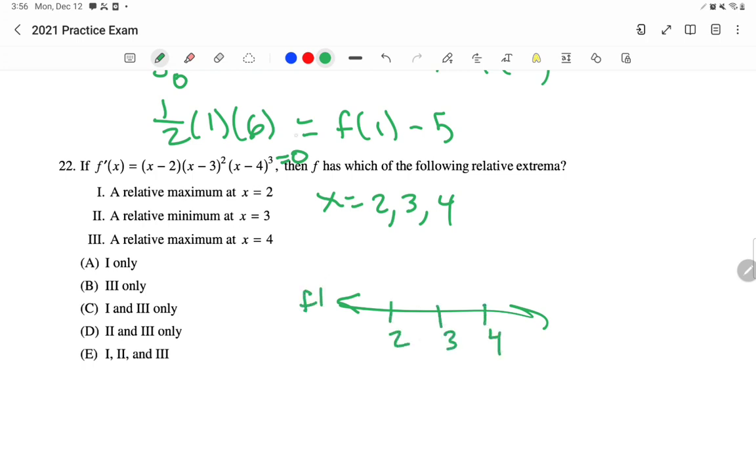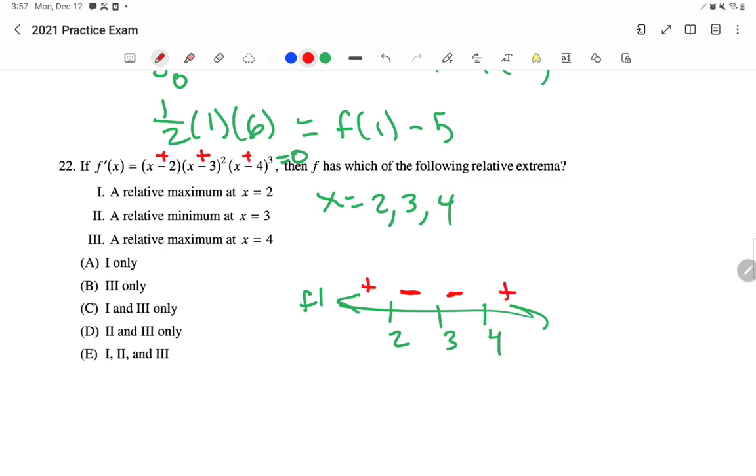So if I plug in 0, I'm going to get negative. Negative squared is positive, and negative cubed is negative, so I'll get a positive. If I plug in 2.5, I'll get positive, negative, but square is positive, and then negative. If I plug in 3.5, I'll get positive, positive. 3.5 minus 4 is negative. Negative cubed is negative. And then 5, I'll get all positives.